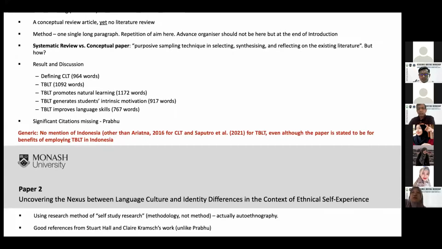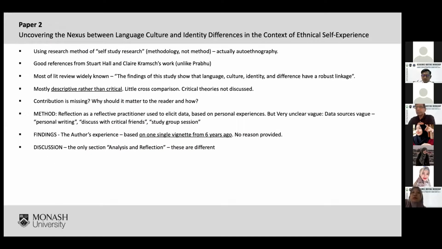Okay. Here's the second paper. I'm nearly done. Okay. So the second paper is about uncovering the nexus between language, culture, identity differences in the context of ethnic self-experience. Okay, beautiful title. So the research method for this paper is mentioned as self-study research. I would say it's a methodology, not a method.